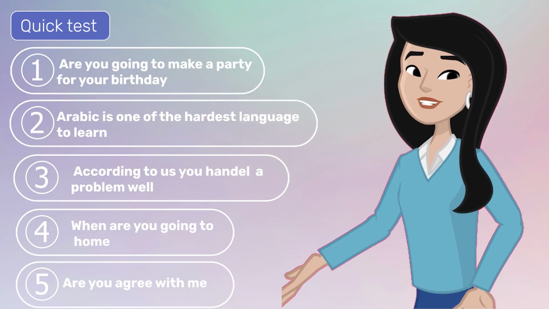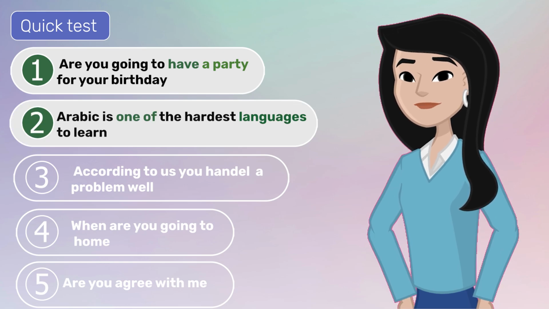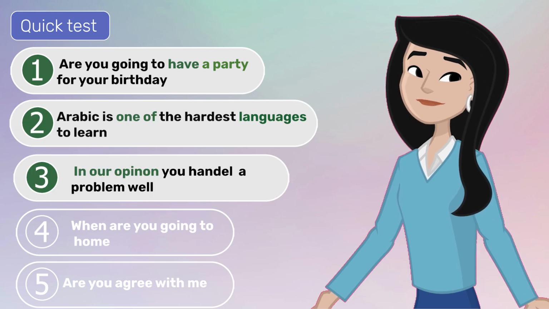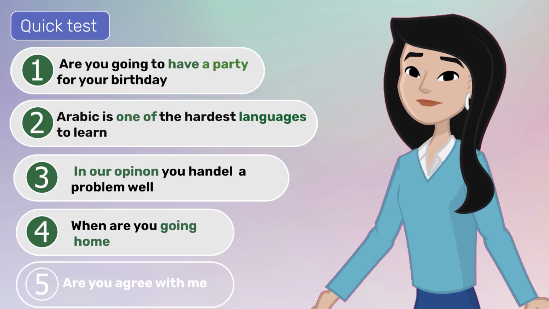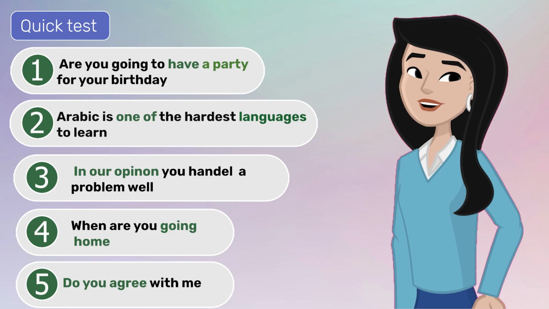The correct versions are: have a party, one of the hardest languages, we think / in our opinion, when are you going home, and do you agree? So, how many did you get right out of 5?